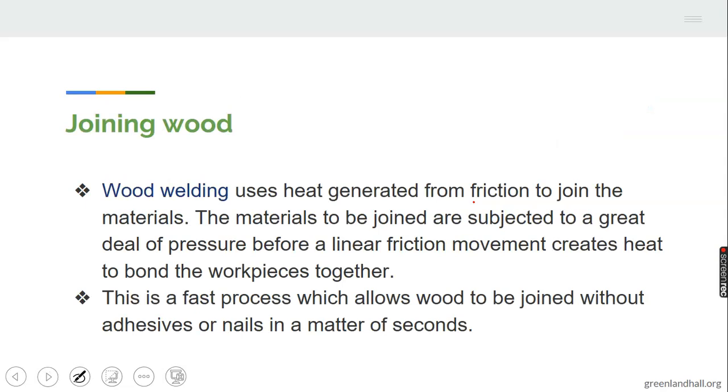Now, how do we join wood? Okay, wood welding uses heat generated from friction to join the materials. The materials to be joined are subjected to a great deal of pressure before a linear friction movement creates heat to bond the workpieces together. Now, this is a fast process which allows wood to be joined without adhesives or fasteners in a matter of seconds.